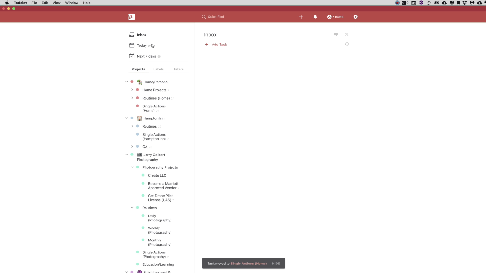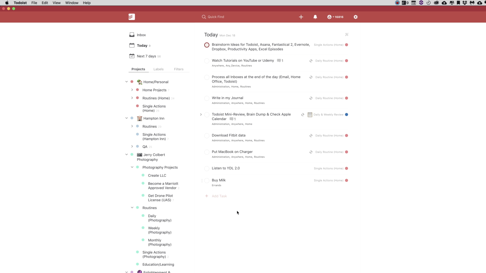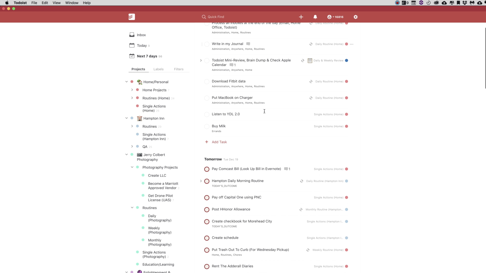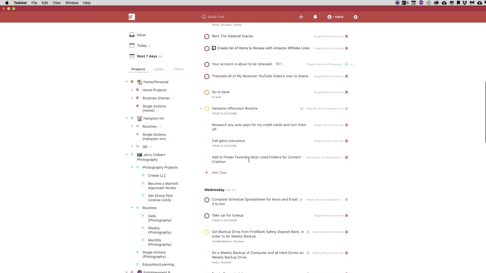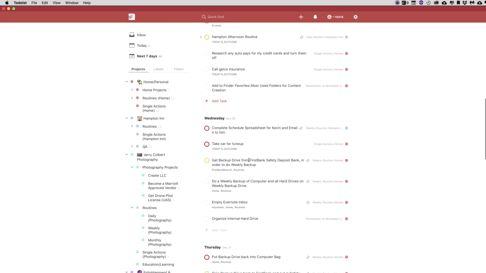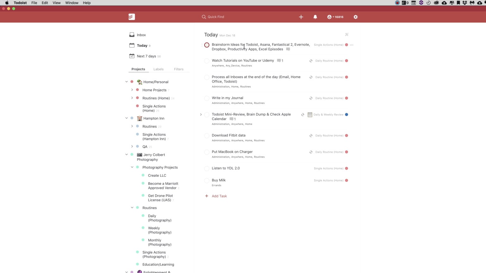So now it's out of my inbox into the proper area. So now I have a clean inbox and I'm done with that. So then whenever that day arrives or what have you, the items that I have to do are in my today's view. And if you look at my next 7 days, you'll see that I have other things coming up tomorrow, Wednesday, Thursday, Friday, Saturday, and Sunday. So these are all the things that I have to do. And then once I'm done with them, I go ahead and click it off and it's done.